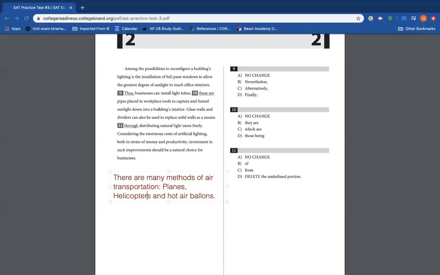So this is one way you would use the colon. It's to start off a list. If you have a colon, you can start off a list. So I've got many methods of air transportation, and that's going to be planes, helicopters, and hot air balloons. That's one way.